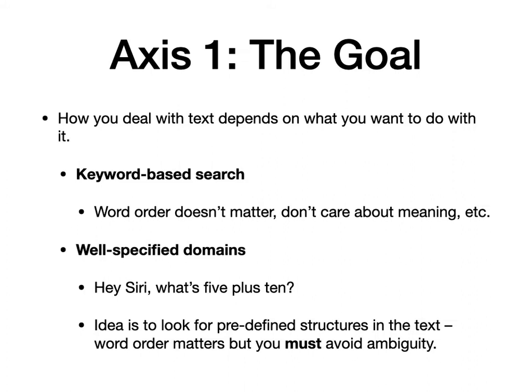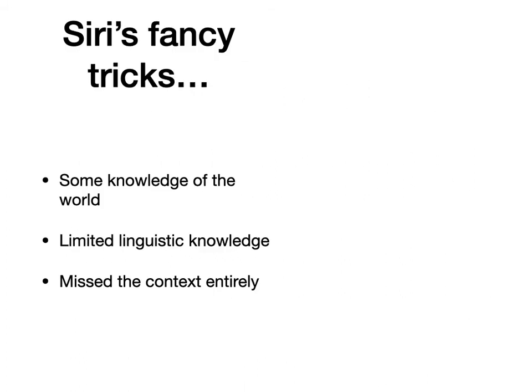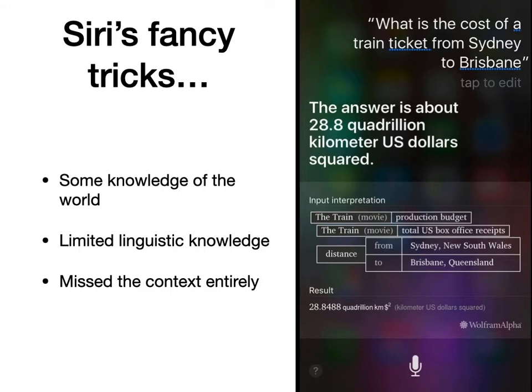Let's look at Siri again. So Siri has some knowledge of the world, and it has a little bit of linguistic knowledge. But here's a case where it misses the context entirely. What is the cost of a train ticket from Sydney to Brisbane? The answer is about 28.8 quadrillion kilometer US dollars squared. What?